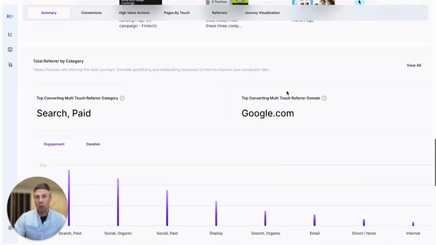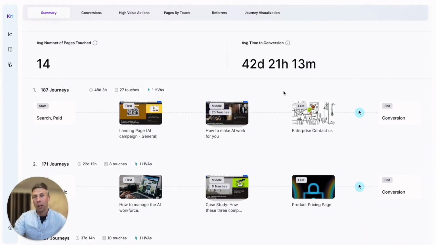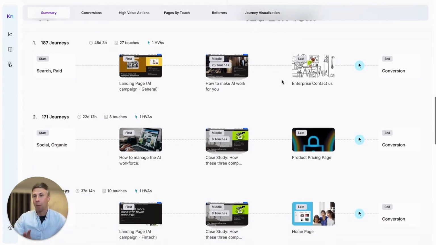The last thing that we'll look at in this report is what we call our pathway visualization module. And right here it shows you off the bat that it takes about 14 different pages on average to get people to convert, and your average time to convert is 42 days. So from the time someone first shows up at your site to the time that they convert, on average it takes 42 days, and that's really your lead acquisition or customer acquisition cycle length. We then break that down by channel.